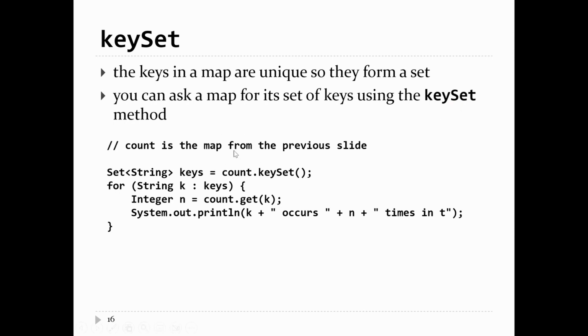So using the map from the previous slide, I can ask the map of counts for its key set. And that'll be the words that are in the list, or the unique words that are in the list. And now you can loop over the set using a for each loop. So for each string in the set of keys, I can do something like get the number of times that word appears. So I can ask the map for the current count, and then I can do something like print that word occurs that many times in the list T.